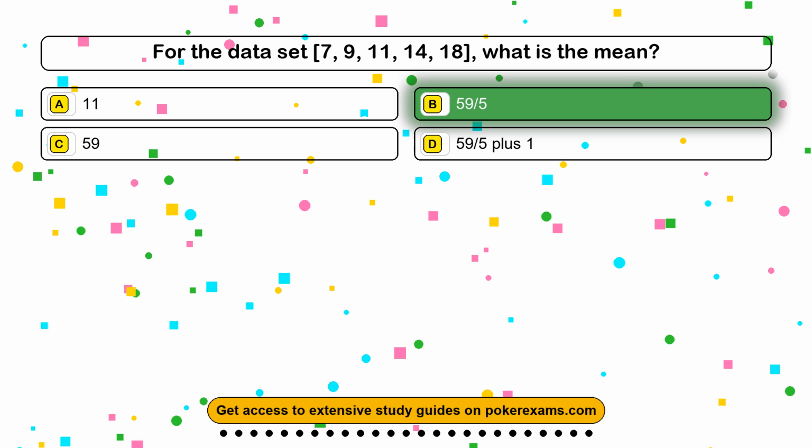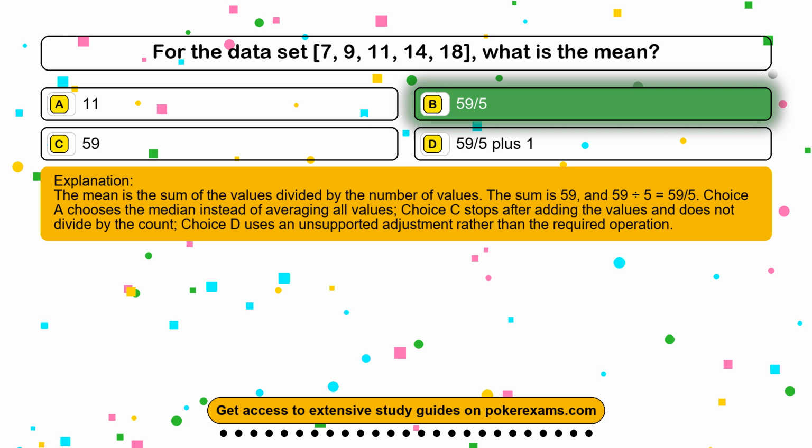The correct answer is option B, 59 fifths. The mean is the sum of the values divided by the number of values. The sum is 59, and 59 divided by 5 equals 59 fifths.